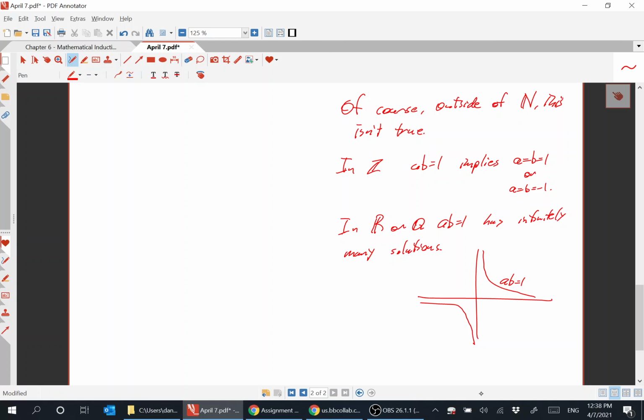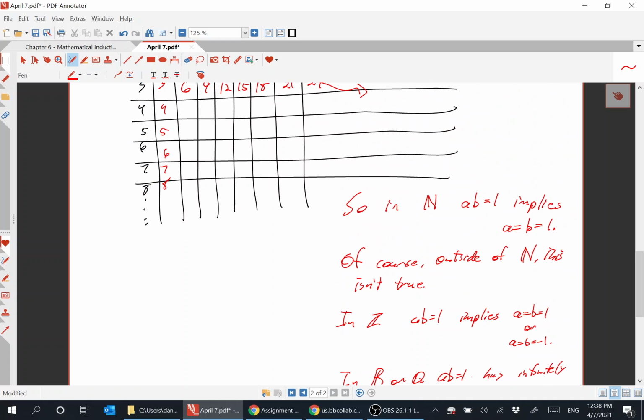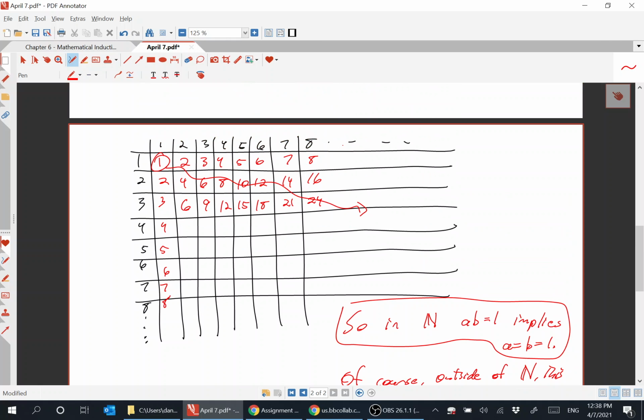We're just in the natural numbers. So just in the natural numbers, a times b equals 1 means a is equal to b is equal to 1. That's it. In the multiplication table, stuff only gets bigger as you go down the multiplication table. So 1 only appears there.